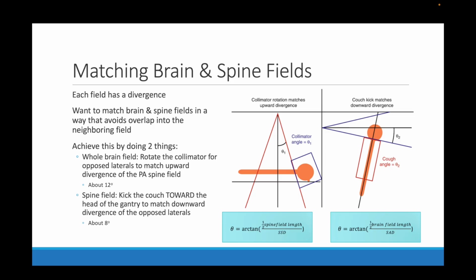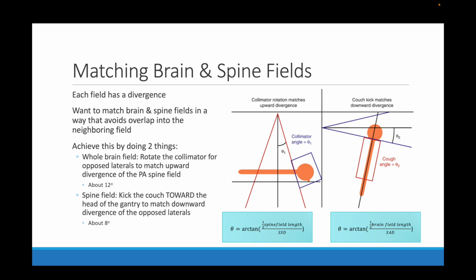But once you wrap your mind around what is happening, and it takes me a long time to grasp these sort of three-dimensional concepts in my mind sometimes, there are two things that need to happen when we match our brain and spine fields. Number one, we need to rotate the collimator for our brain field so that it matches the upward divergence from our PA spine field. And then number two, when we're treating the spine field, we actually need to kick the couch towards the head of the gantry so that the top edge of our spine field matches the downward divergence of our brain field. And there are formulas for that.